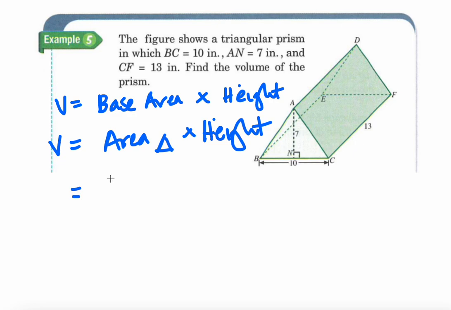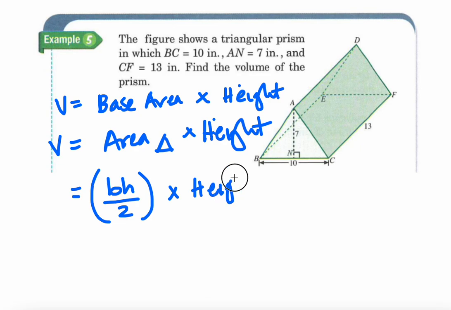Okay, well, the area formula for a triangle is base times height divided by 2. So we're going to figure that out, and then we're going to take that answer and multiply it by the height of the entire prism. So notice here, small h for the triangle's height, big H for the prism's height. I'm going to put that in the notes here so that you can see that. This is the height of the prism. This is the height of the triangle. Different heights. It's going to be different numbers.